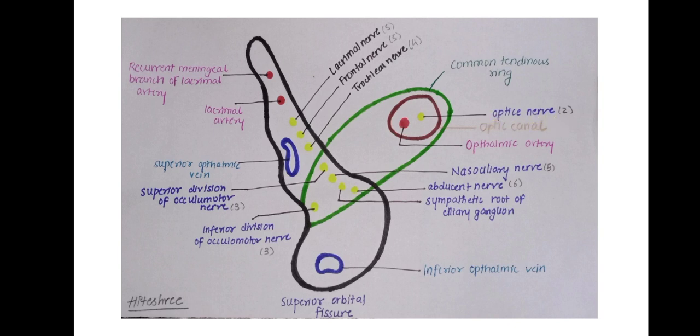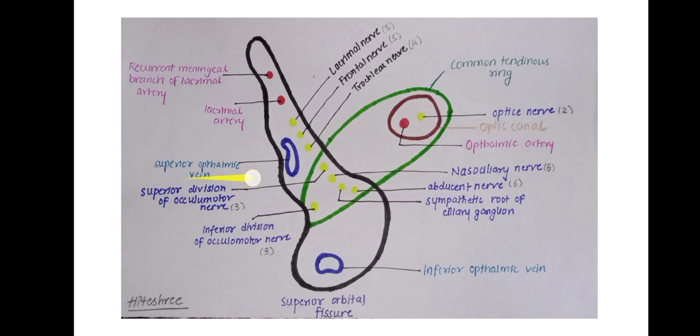The superior orbital fissure is divided into three parts. That is, the part above the common tendinous ring of Zinn, part within the common tendinous ring of Zinn, and part below the common tendinous ring of Zinn. Through these three parts, several nerves and vessels pass. Now, let's go to the part above the common tendinous ring of Zinn.